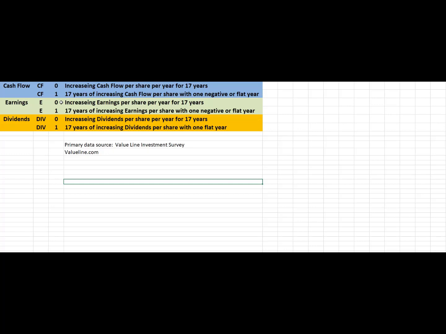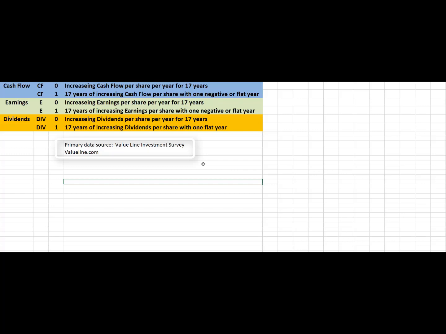E0, earnings 0, indicates increasing earnings per share for 17 years. An E1 is 17 years of increasing earnings per share with 1 negative or flat year. A dividend 0 is 17 years of increasing dividends per share, and a Div 1 is 17 years of increasing dividends per share with 1 flat year. No negative years are allowed.